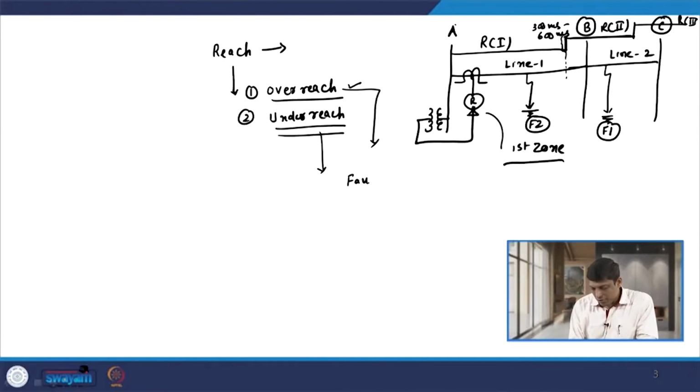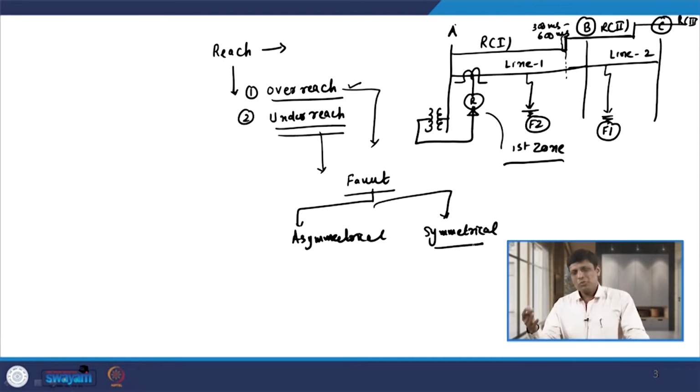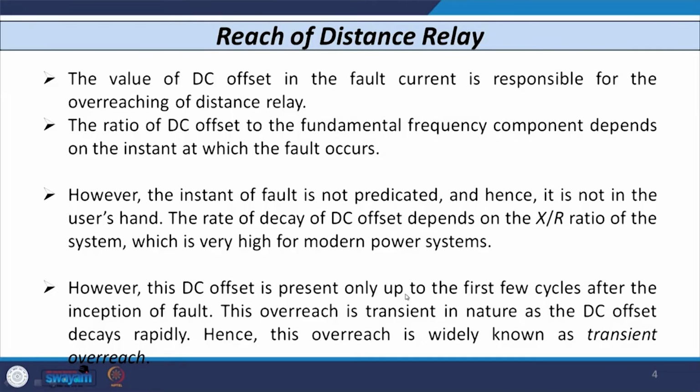Now, this overreach or underreach is mainly because of the magnitude of fault current. We have already discussed that a fault can be asymmetrical in nature or symmetrical in nature, so there are two types into which we can classify the fault. Usually a fault is asymmetrical in nature, and this asymmetry depends on the decaying DC component. This decaying DC component is responsible for whether the relay overreaches or operates correctly.